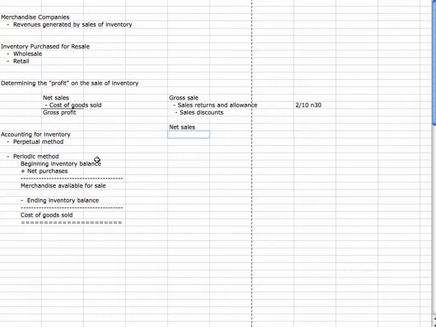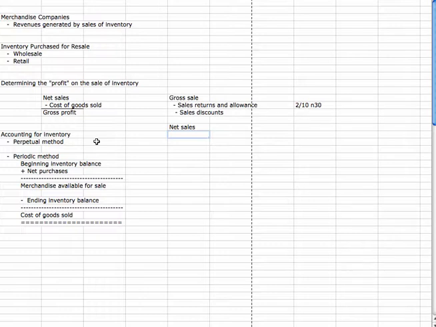Most businesses today use the perpetual method. The reason is technology, providing information, because with perpetual, we update our inventory records at the time of the sale and also when we purchase product from our vendors. So we know exactly what we have in our warehouse or on our showroom floor at any given time.